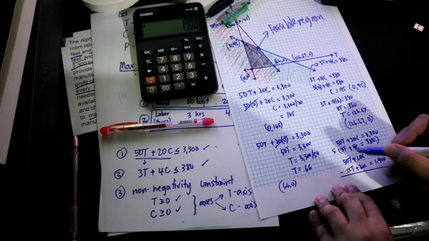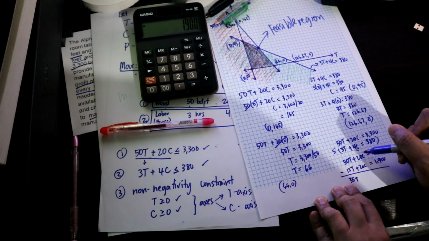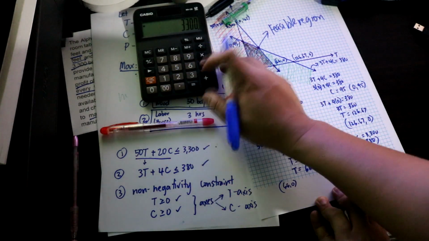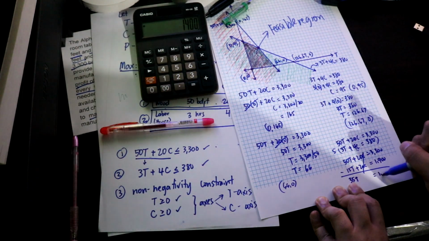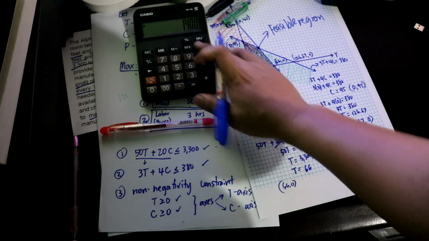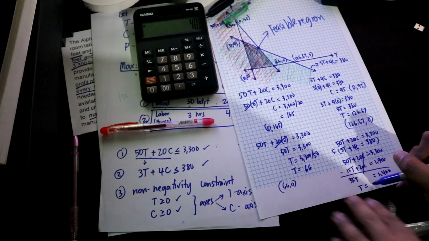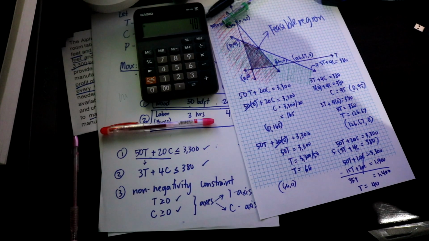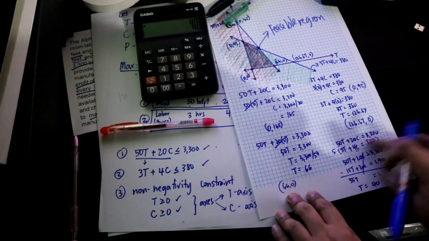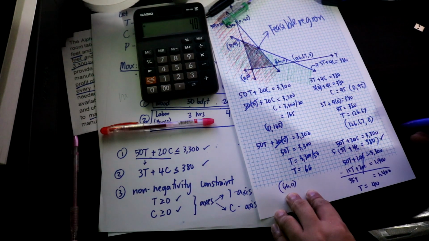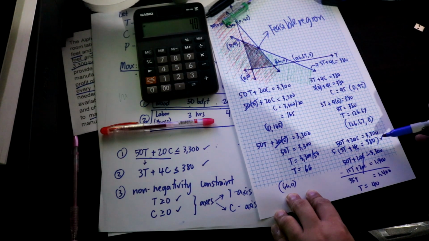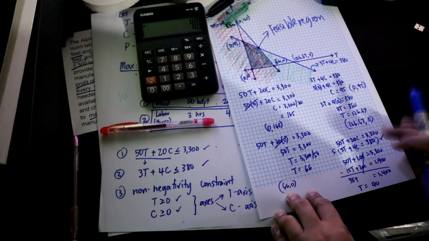50t minus 15t, that would be 35t. 20c minus 20c would be 0. 3,300 minus 1,900 would be 1,400. And t would be 1,400 divided by 35, 40. So we have t is equal to 40. We substitute it to the second equation because this is a smaller equation, I mean, the numerical coefficients are smaller.